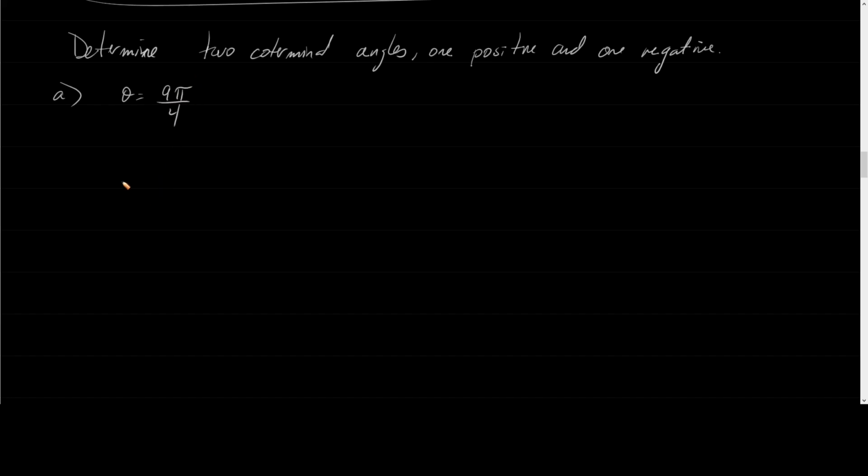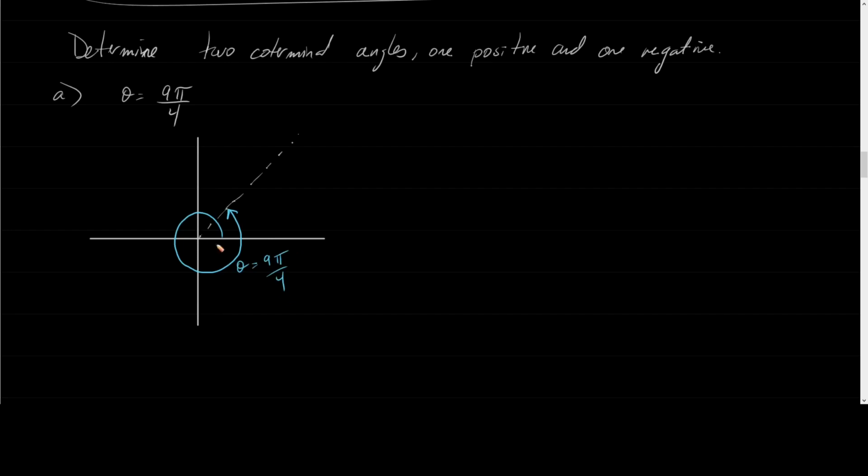First, I'm going to show you what that angle would look like on the coordinate axis. 9 pi over 4 would be an angle that's more than one full rotation, right? Because remember, a full rotation is 2 pi. So it's going to do something like this. It's going to stop there after doing one full rotation. So there's theta equal to 9 pi over 4 right there in blue.